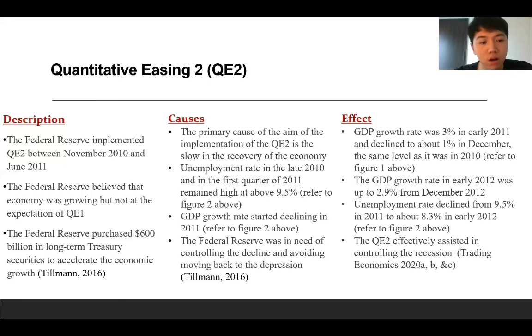The QE2, however, seems to have worked, as the GDP rate in early 2012 was up to 2.9%. The unemployment rate declined from 9.5% in 2011 to about 8.3% in early 2012. It's therefore clear that the QE2 was effective in controlling the recession: the unemployment rate declined, and the GDP experienced slight growth.